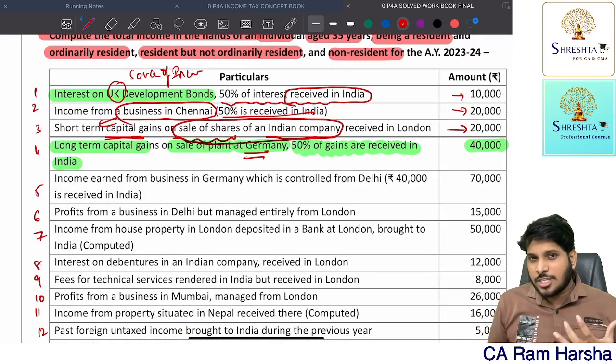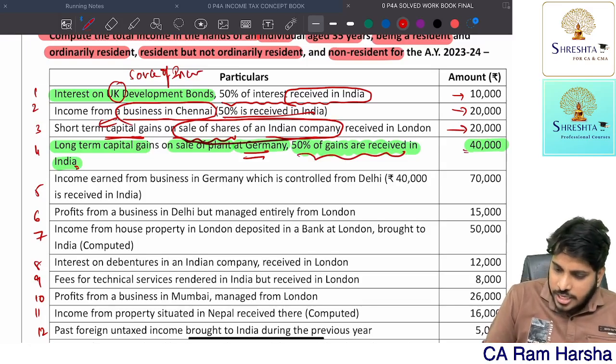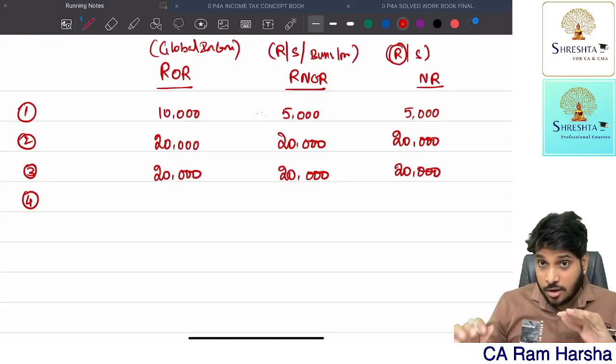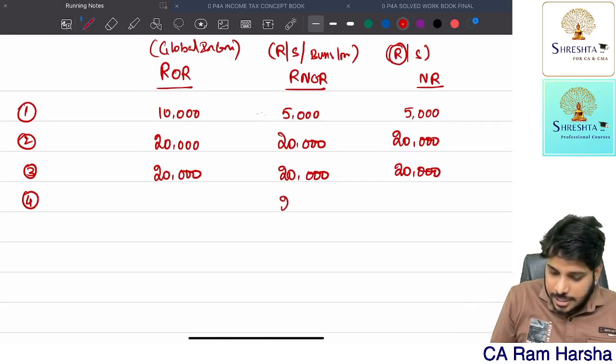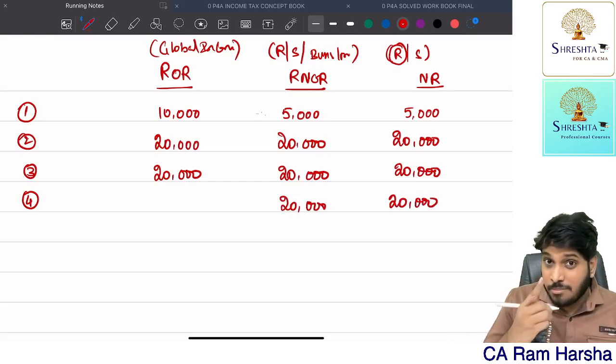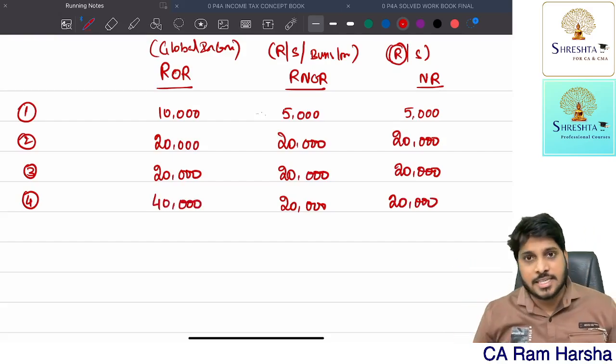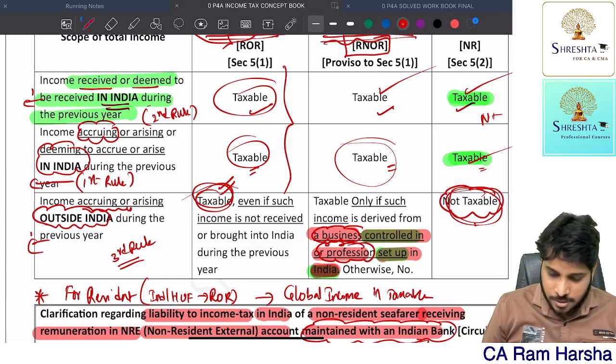Now the source is in Germany, so generally it is not taxable. Then which rule should we apply? The receipt rule. How much is received in India? 50% means 20,000 and 20,000. Remember, for ROR, global income is taxable. So 40,000 is taxable.